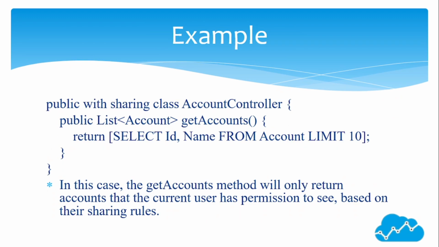Example: public with sharing class AccountController, public List<Account> getAccounts, return [SELECT Id, Name FROM Account LIMIT 10]. In this case, the getAccounts method will only return accounts that the current user has permission to see based on their sharing rules.